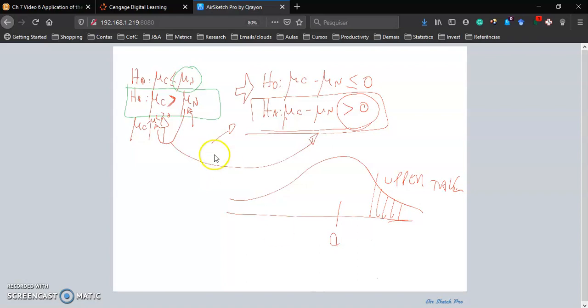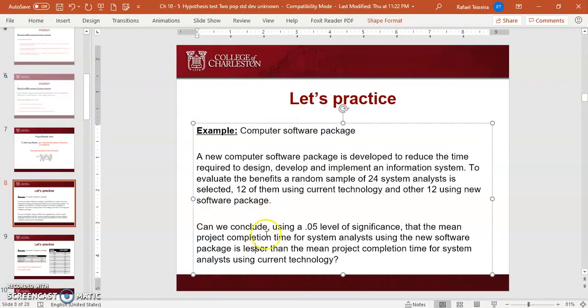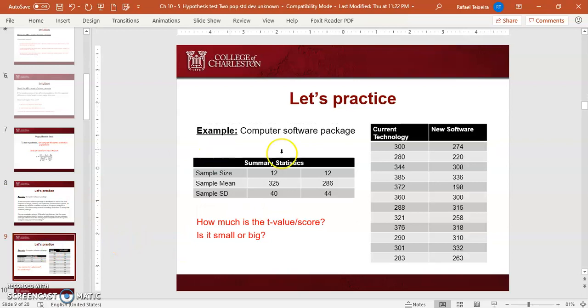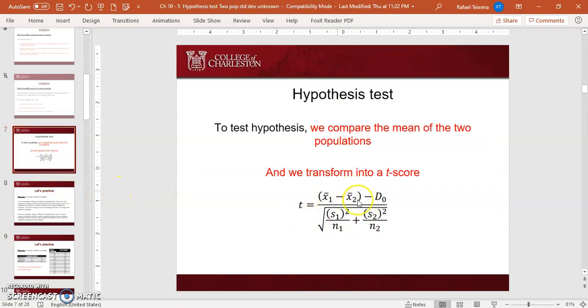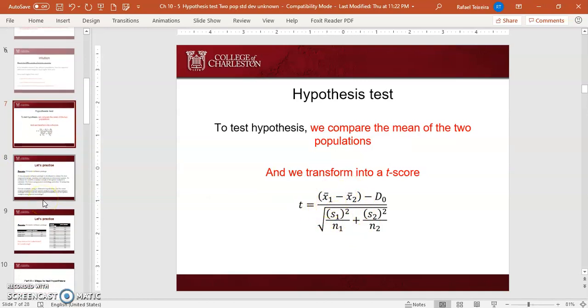Okay, let's take a look again at the problem. All right, so that's the problem. We have summary statistics. We have the sample mean for the current technology here, for the new technology here, and the sample standard deviation. Take a look at that. It doesn't say population standard deviation. So because of this sample standard deviation, I know that it is a t-score that I have to use. Okay, the t-score here, I have to compute this t-score, which is the standardized score for the difference between these two sample means.